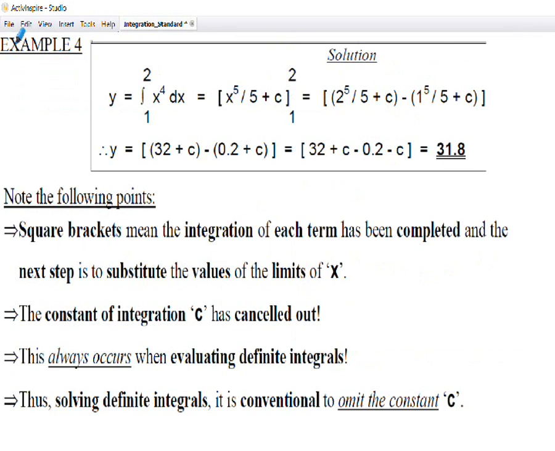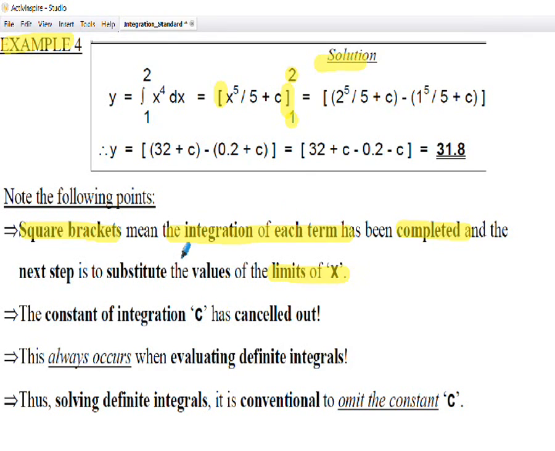So just reviewing example 4 here again, this is a solution for convenience. The square brackets are used to mean the integration of each term has been completed, so we need to keep the idea of the square brackets in these solutions. They do mean something, and the limits are always put at the back of the square brackets.